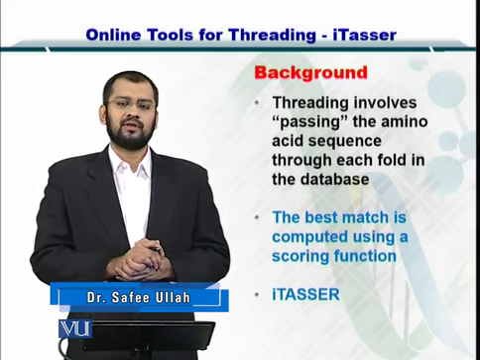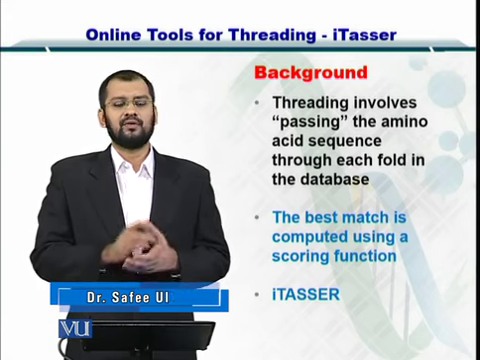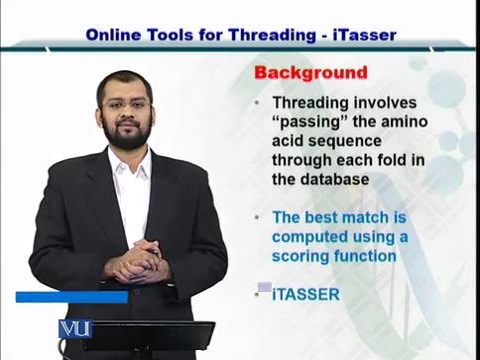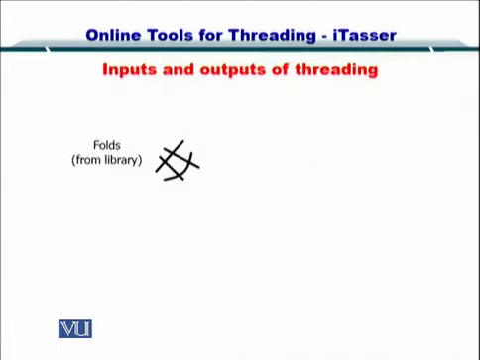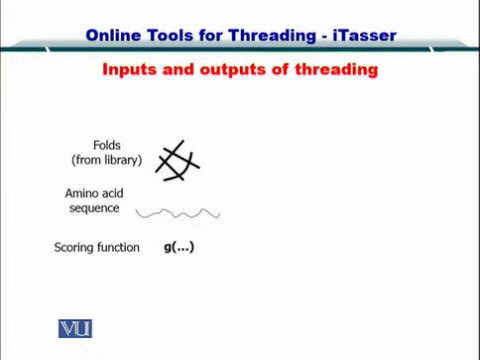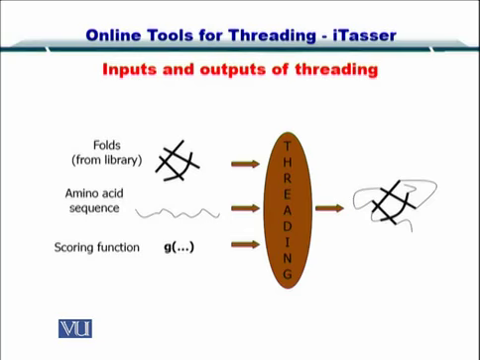ITester is a tool that can be used to perform all of this work for you in a very easy and seamless manner. So let's start looking at what the inputs were yet again. The inputs were the folds from libraries, the amino acid sequences, and the scoring function. This was input to a software which output the predicted structure. So now we are going to use ITester.